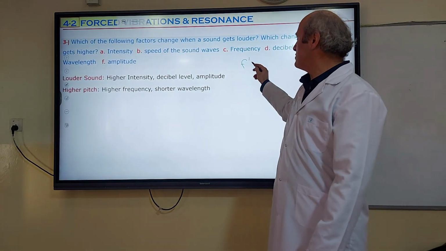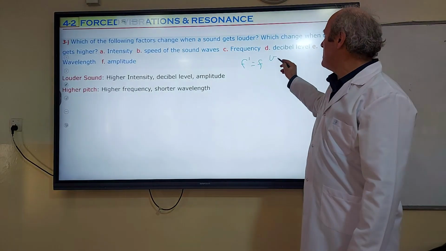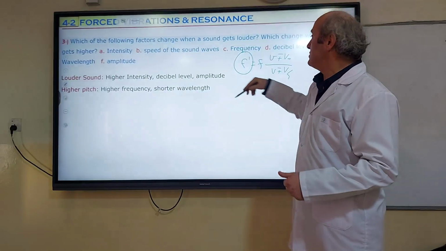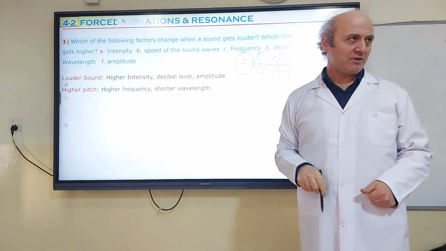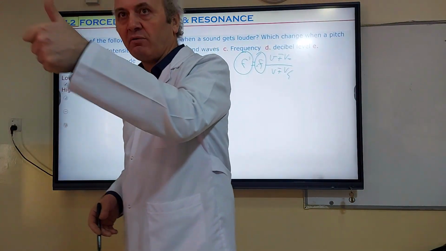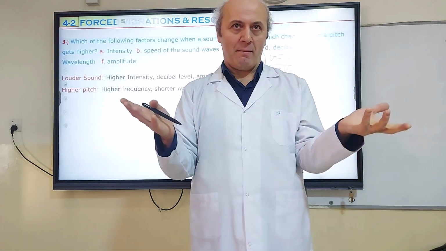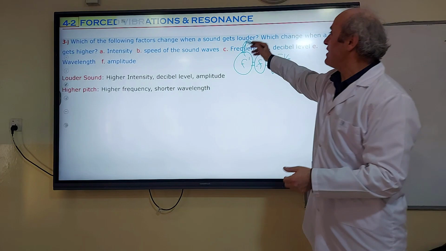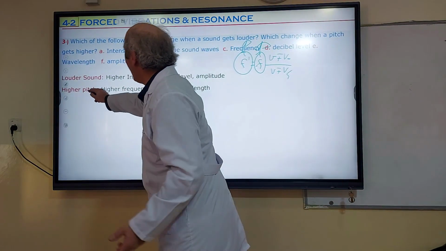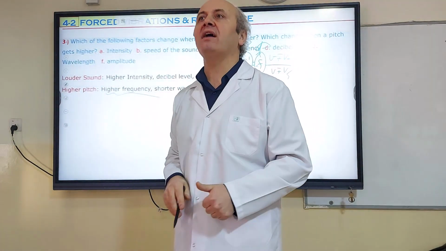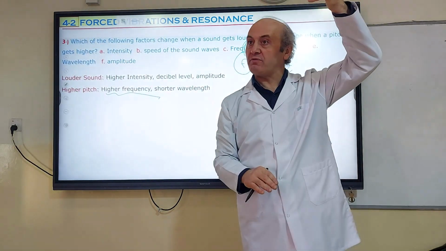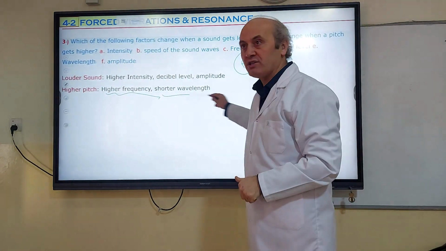F prime is equal to F times V plus minus VO divided by V plus minus Vs. Pitch frequency depends on source frequency. If source frequency increases, pitch frequency also proportionally increases. The second one is relative motion. Remember. Then, if pitch gets higher, can we say frequency is getting higher? Yes, why not? Higher pitch means higher frequency, but we know frequency and wavelength are inversely proportional. If frequency of the source increases, wavelength of the wave coming from the source should decrease, shorter wavelength.